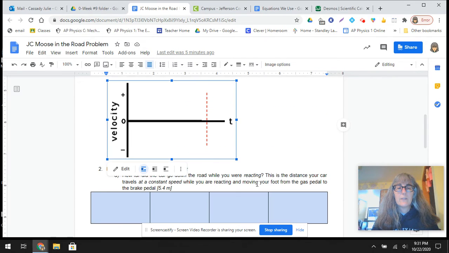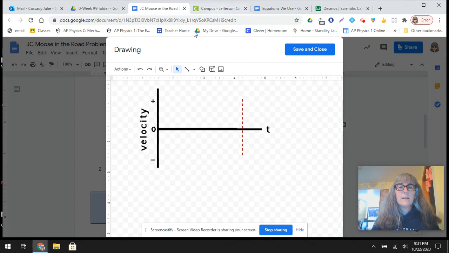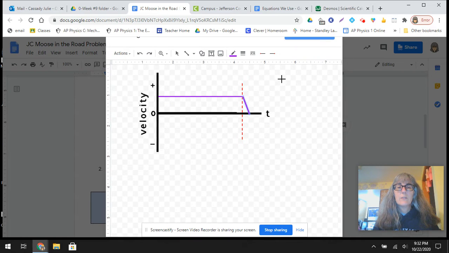So you click on the graph, click edit, and then we know that the speed is going to be constant while you're reacting. So constant speed looks like a horizontal line. You can change the color if you'd like. You can change the weight. And then we're going to slow to a stop. So we're going to go from that speed, that 13.5 meters per second, down to 0. You can hit save and close, and then your graph is done. Finish.